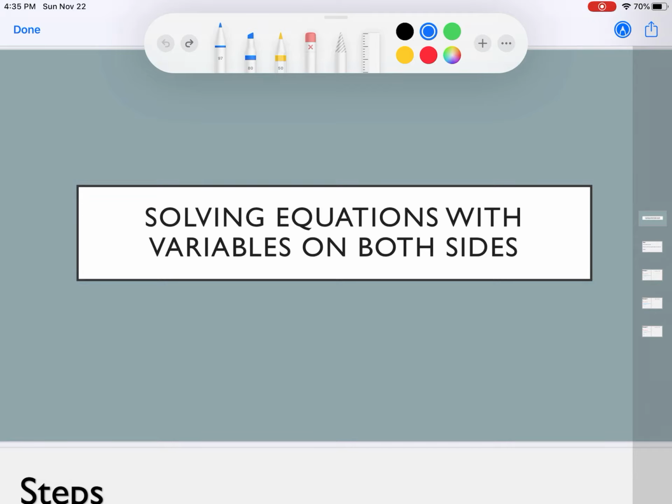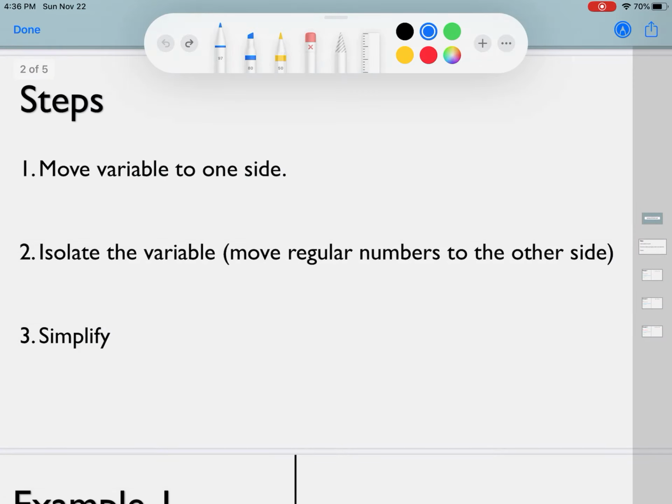Okay, so today we're going to talk about solving equations with variables on both sides. This is going to have a lot of the same steps as what you did in 2B, but it is going to be slightly different just because you now have those variables on both sides. So it's really just one more additional step.